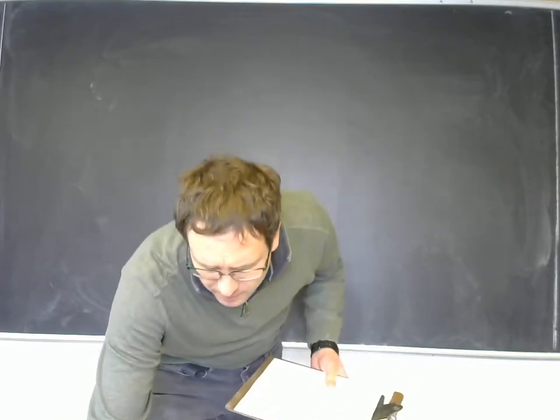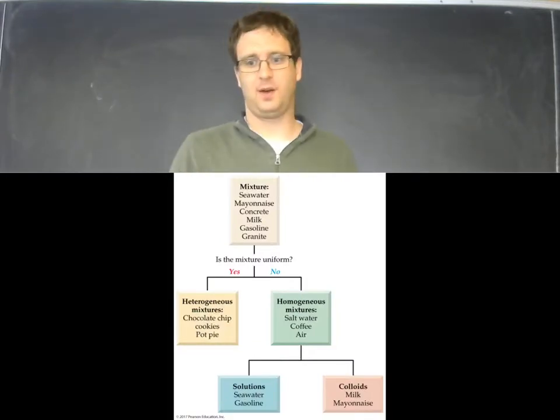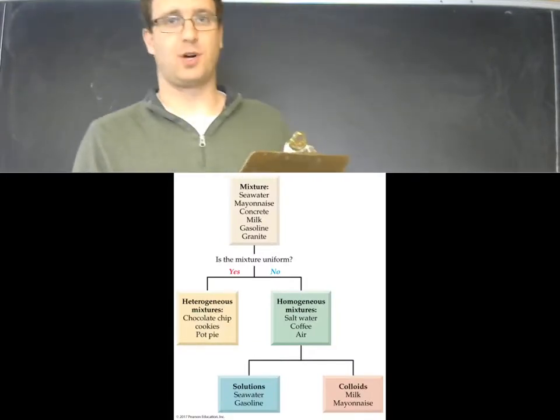And let me put up a little flow chart here. Sorry, it's too small for me to read from back there. Is the mixture uniform? You know, I think that flow chart's wrong. If the mixture is not uniform, then it's a heterogeneous mixture. If it is uniform, then it is a homogeneous mixture.